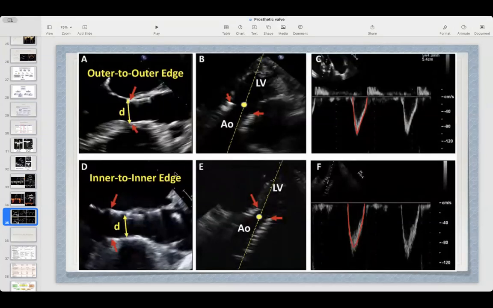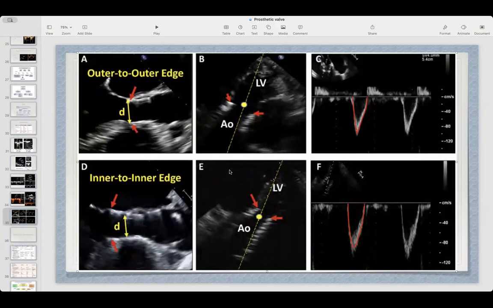So as I said, when you measure the wave here, in this case, it's a little bit too deep, then you have to measure it from inside. You will measure the LVOT from inside, inner to inner edge, and also the pulse wave from inside. So this is how we measure the LVOT for the patient post TAVI.